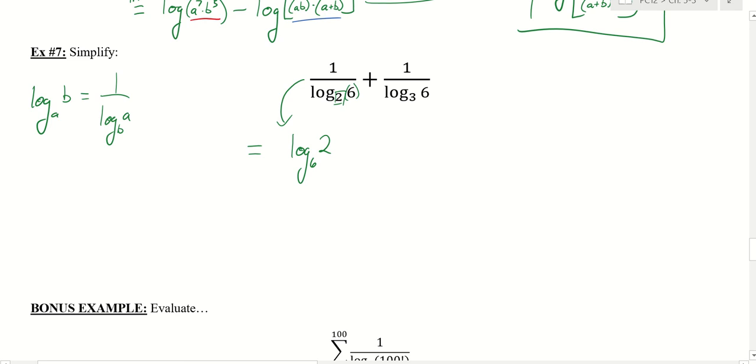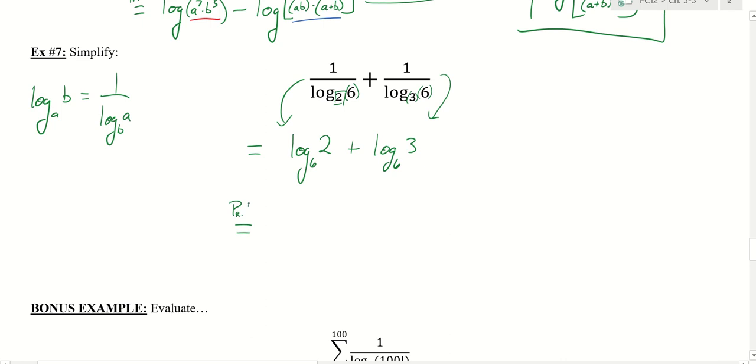I took the reciprocal, which is allowed so long as I swap the input and the base. The old input was 6, that's now my base. The old base was 2, that's now my input. So I can take that reciprocal and it still represents the same value. Same thing here, right? 1 over log base 3 of 6, swap the base and the input. So this is going to be log base 6 of 3 now. This is a big advantage because now we actually have logarithms of the same base, and so we can apply the product rule.